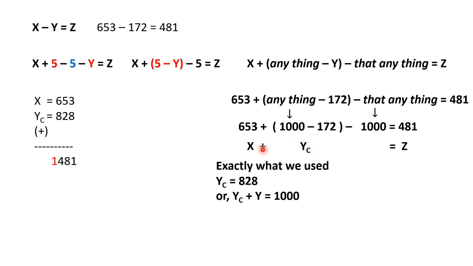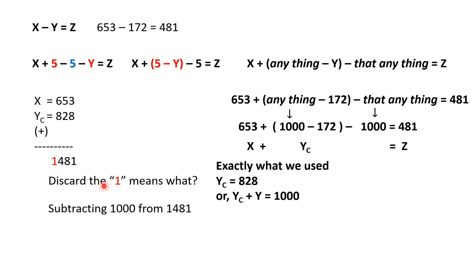What we are adding to x is yc, right? Or in other words, that yc is chosen in such a way that when added to y, it gives you 1000, provided the main number is a 3-digit number. Okay, x is a 3-digit number. Then what does it mean? Discard 1 from left.